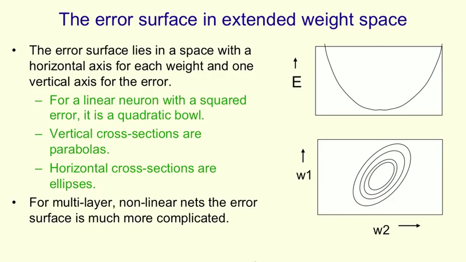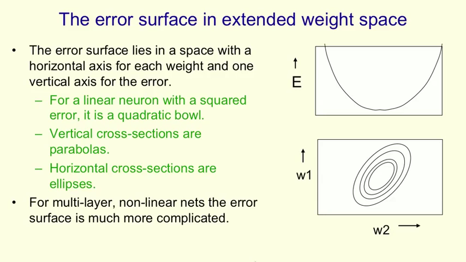For a linear neuron, the errors that you make for each set of weights define an error surface, and this error surface is a quadratic bowl. That is, if you take a vertical cross-section, it's always a parabola, and if you take a horizontal cross-section, it's always an ellipse. This is only true for linear systems with a squared error.